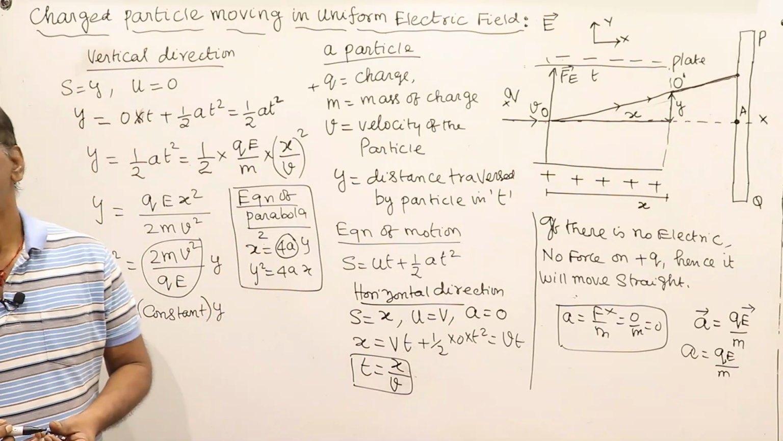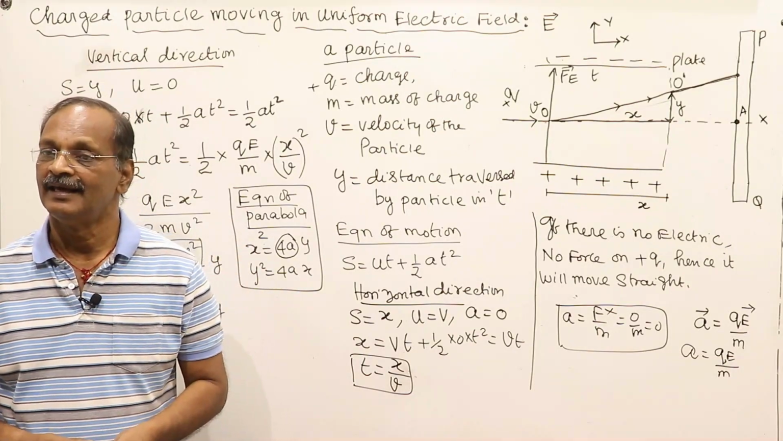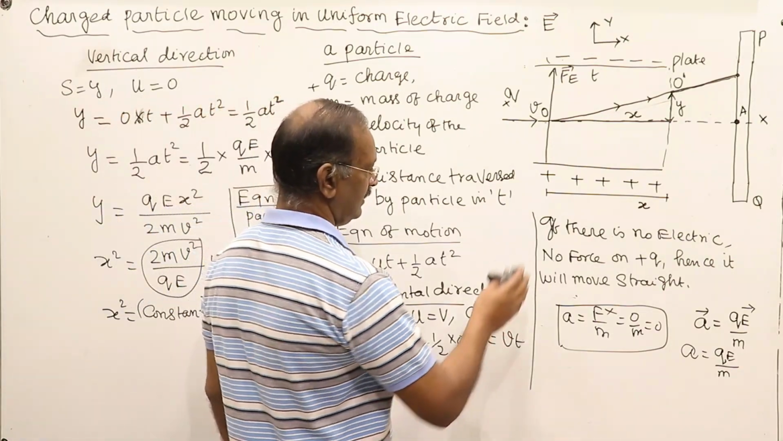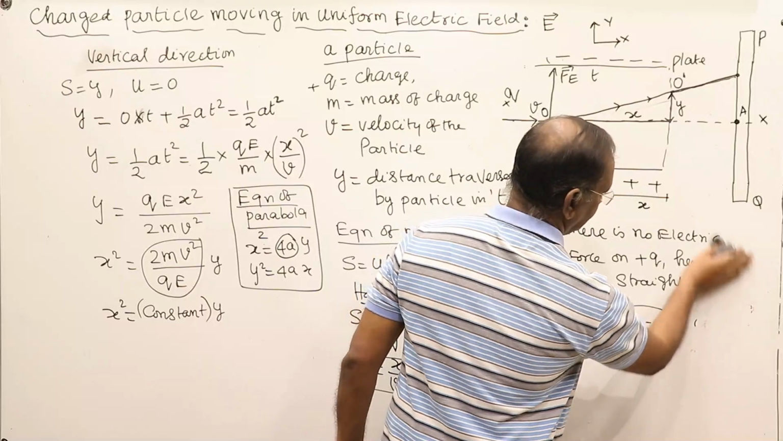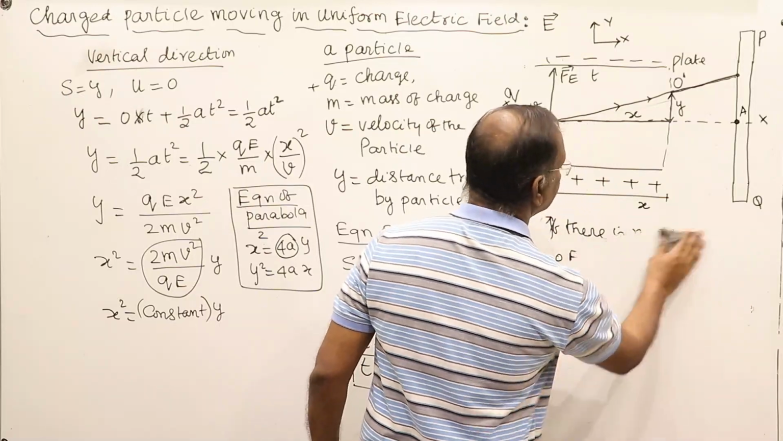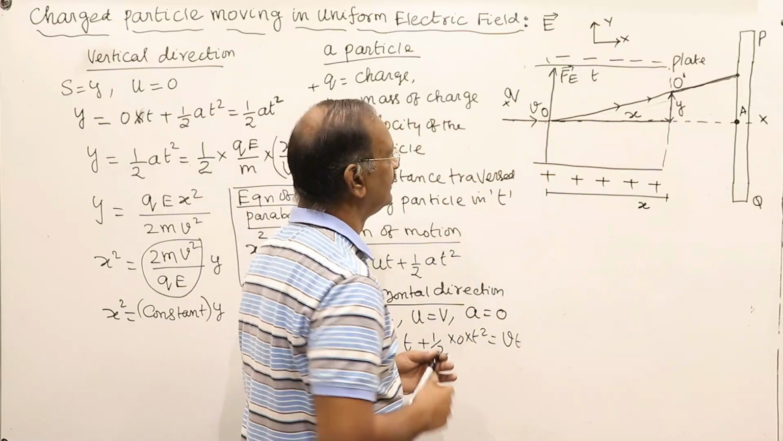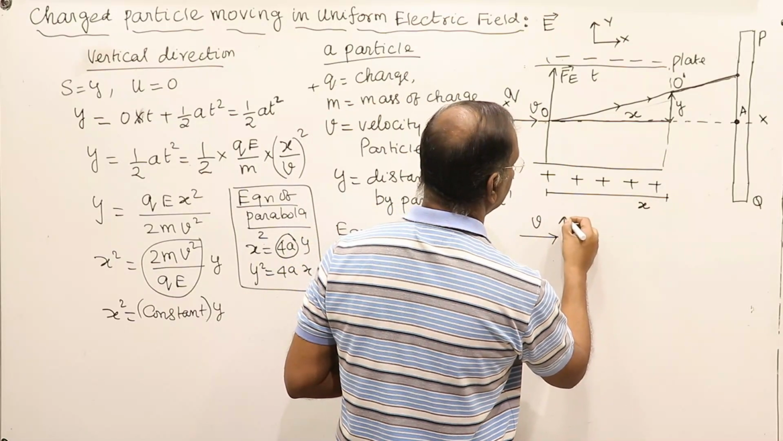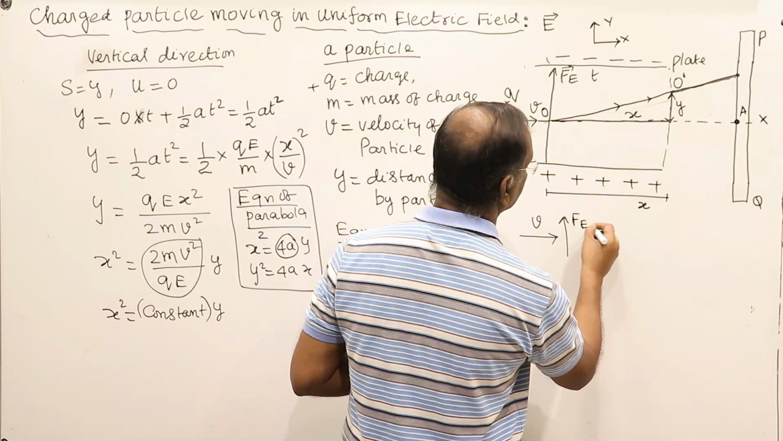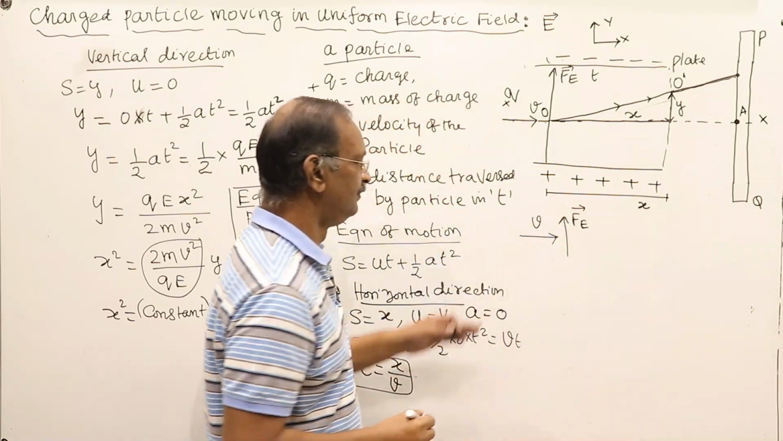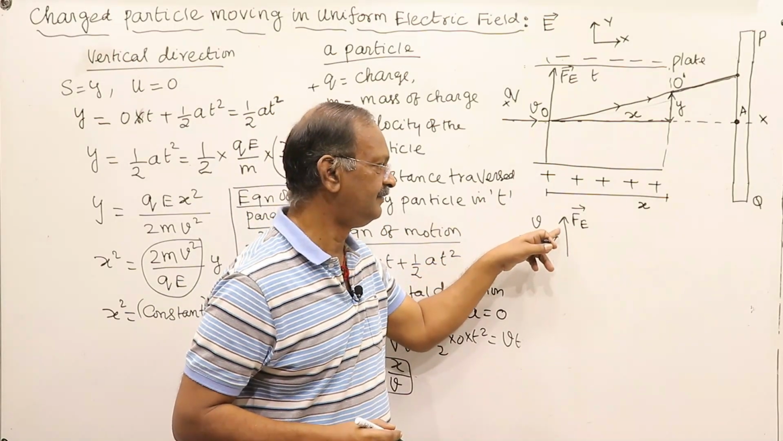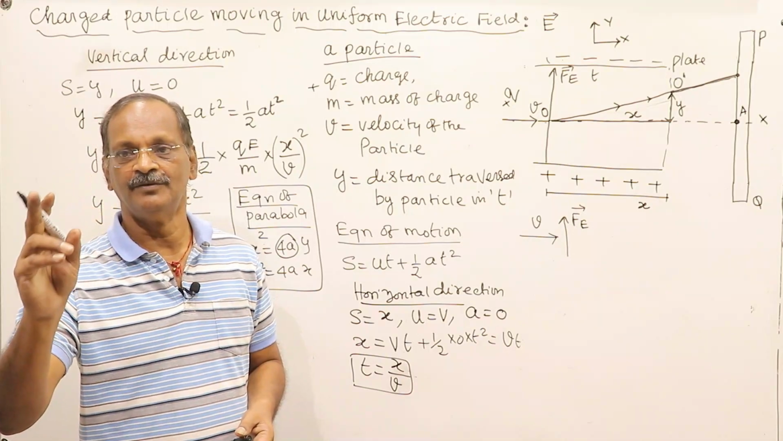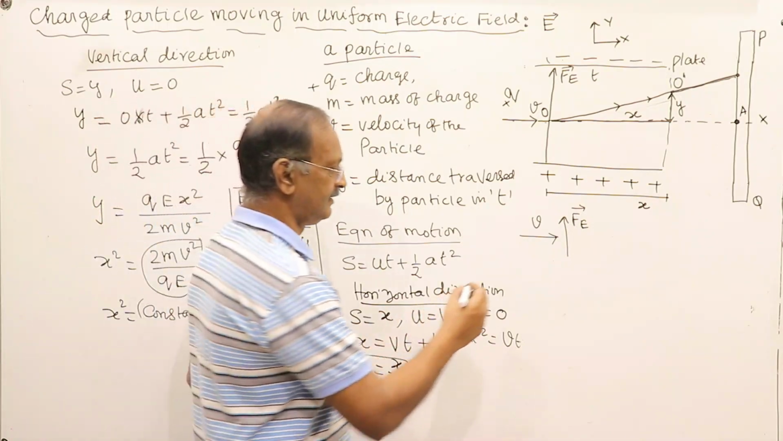So we can come to a charged particle moving perpendicular to the uniform electric field. How is a charged particle moving perpendicular? See, this is the way the charged particle is moving. The electric field is in this direction and the electric force in this direction. A charged particle moving with velocity v perpendicular to the electric field.